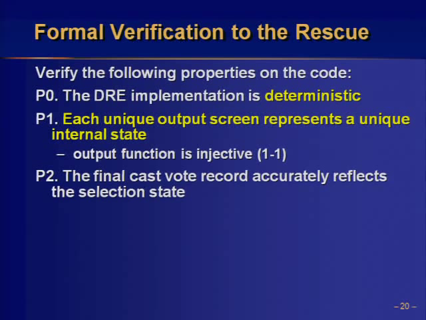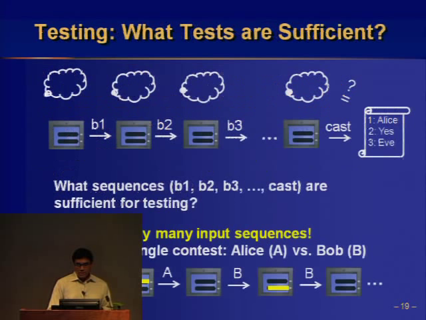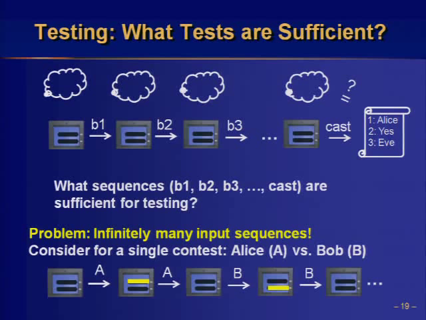We can also try to prove that the output screen, the bitmap, correctly represents the internal state. In particular, each unique output screen represents a unique internal state. And if we do this, then for instance, if you go back and look at a screen like this, it should really correspond to the internal state where you're in this contest and no candidates are selected, and the next state should not depend on anything other than that current state and the input, the button that you provide.